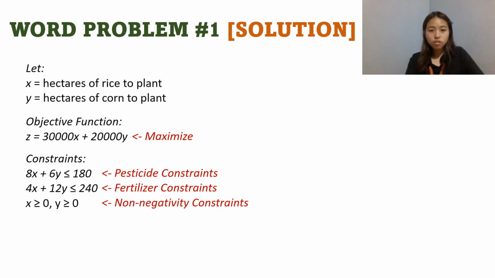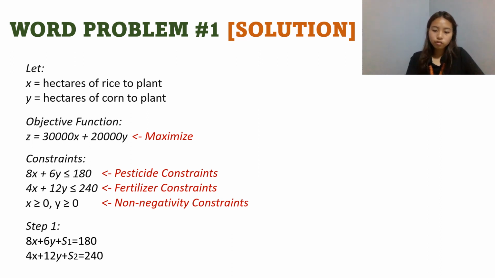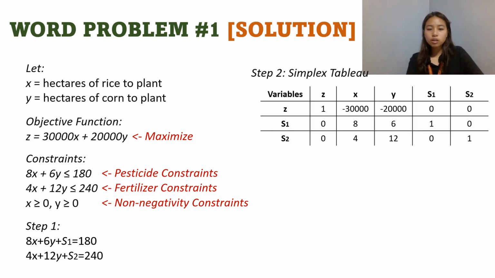Now let's solve the linear programming problem using the simplex method. First, we convert the inequalities to equalities. These are the equalities: 8x plus 6y plus slack 1 is equal to 180, and 4x plus 12y plus slack 2 is equal to 240. Step 2 is the simplex table. These are the tables of the simplex.